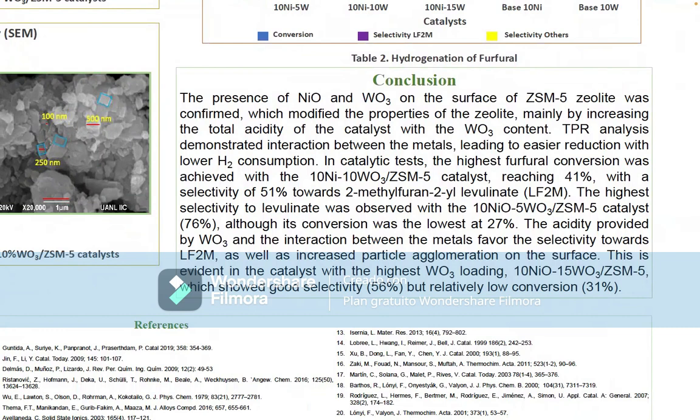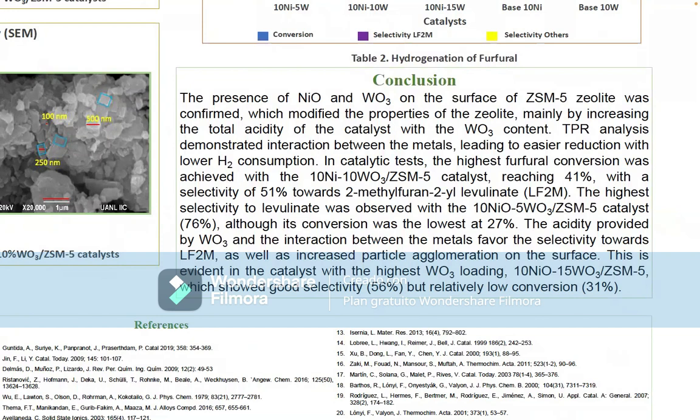In catalytic tests, the highest furfural conversion was achieved with the 10NiO-10WO3/ZSM5 catalyst, 41%, with a selectivity of 51% towards furan-2-ylmethyl levulinate. The highest selectivity for levulinate was observed with the 10NiO-5WO3/ZSM5 catalyst, 76%, although its conversion was the lowest, 27%.